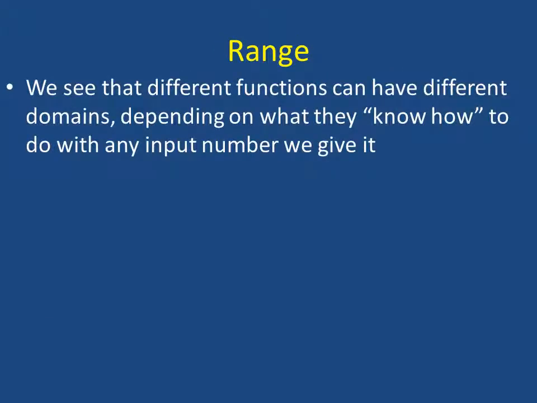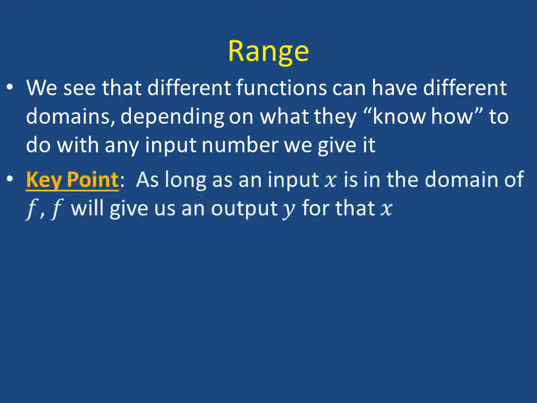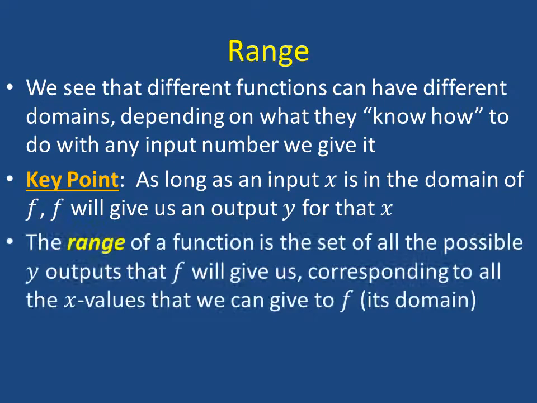So what about range? Well, we've seen that different functions can have different domains depending on what they know how to do with any number we give to it. Now this is important. As long as an input x is in the domain of f, f will give us an output y for that x. And so the range of a function is the set of all the possible y outputs that f can give to us. And that corresponds to all the x values that we can give to f, its domain. In other words, the range results directly from the domain.